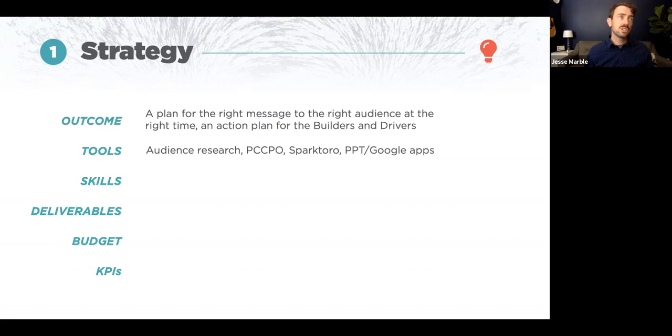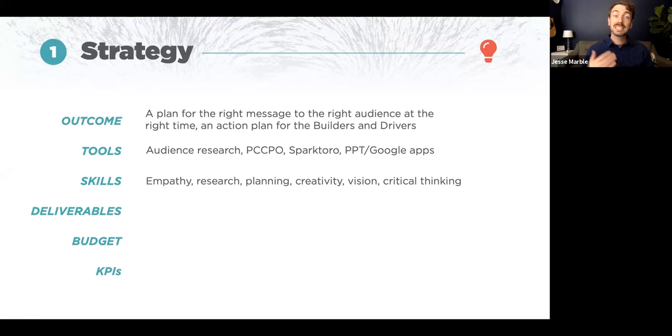Some of the tools you can use: audience research, a strategy framework like PCCPO. I'll share that one with you. You can use online tools like SparkToro to help you understand your audience more. Strategy is usually built in things like PowerPoint or Google Docs or Google Sheets. Strategy deliverables tend to be not public-facing documents, right? You've probably never seen a strategy document for a Coca-Cola marketing campaign, right? That's not what we see as consumers.